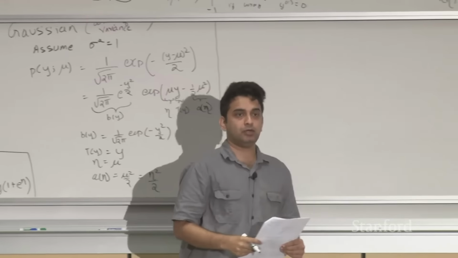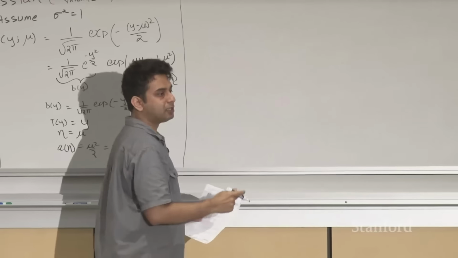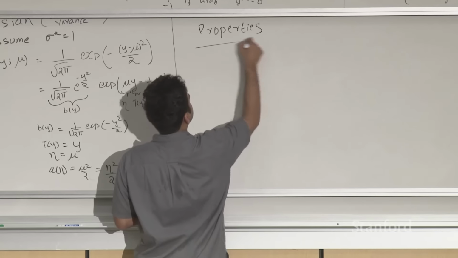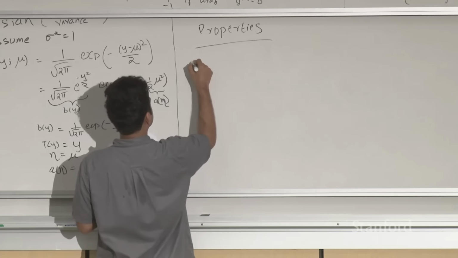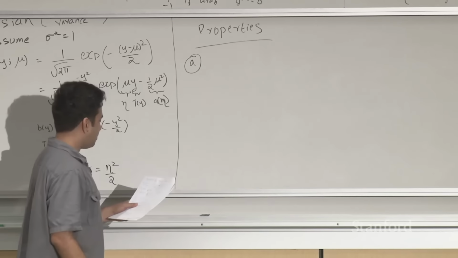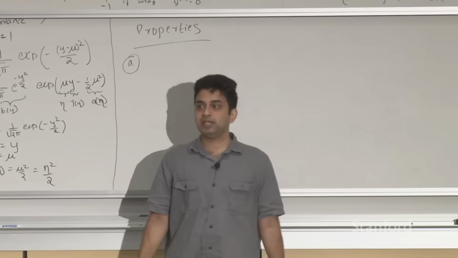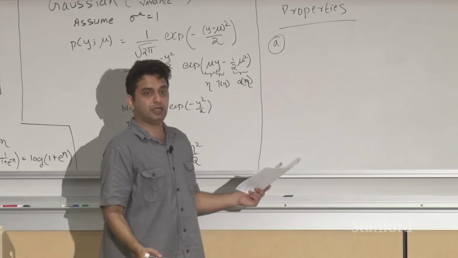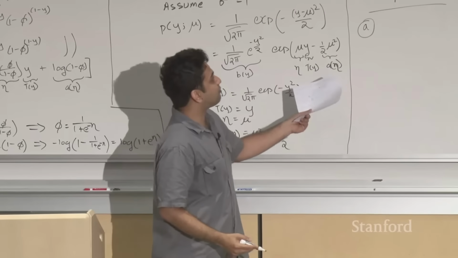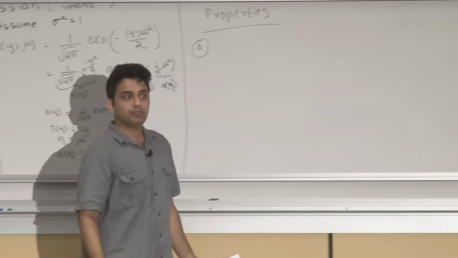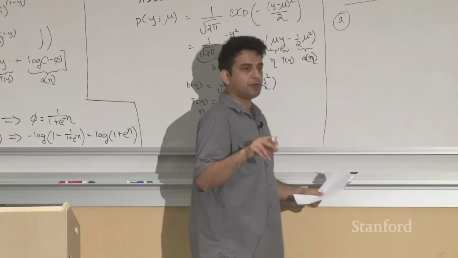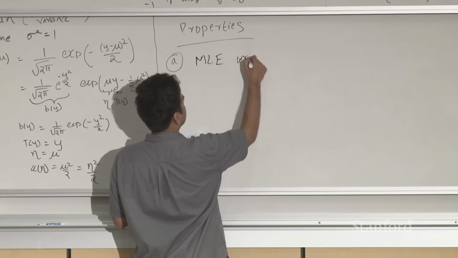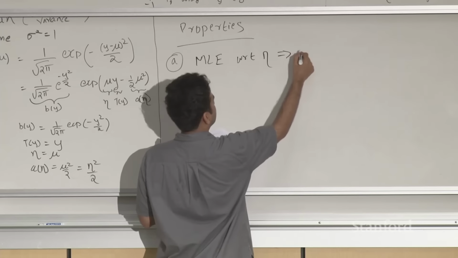The reason why we use exponential families is because they have some nice mathematical properties. One property is that if we perform maximum likelihood on the exponential family, when the exponential family is parameterized in the natural parameters, then the optimization problem is concave. So MLE with respect to eta is concave.